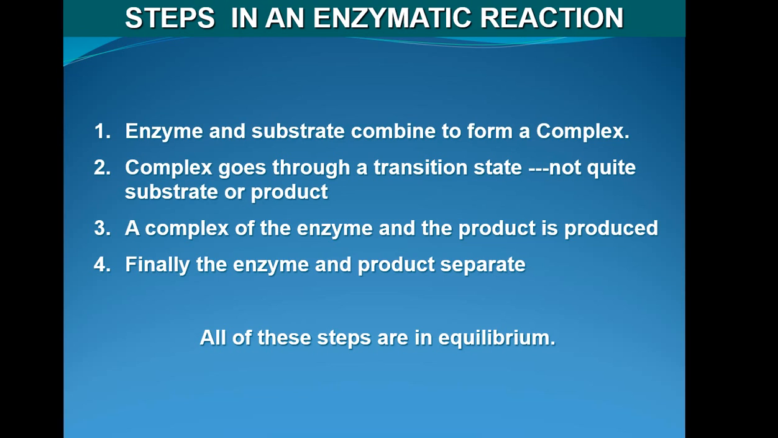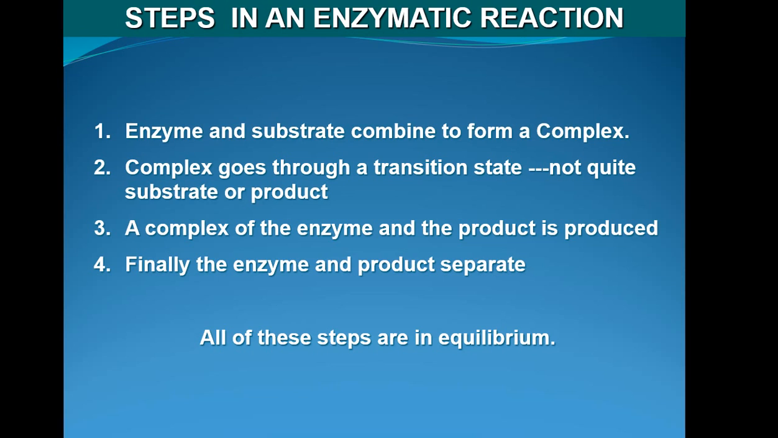And the third step in an enzyme catalyzed reaction is that a complex of the enzyme and the product is produced. Now slowly the substrate is converting into product. Now the product is also not released completely immediately. So after the transition state, the substrate is converted to product, and this product is already binding with the enzyme, you can see. So this is the third step. So enzyme and product are linked in the complex. So this is the third phase.